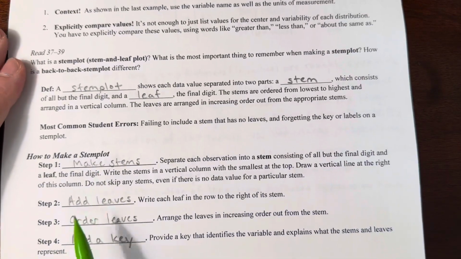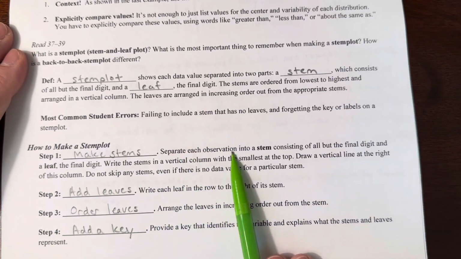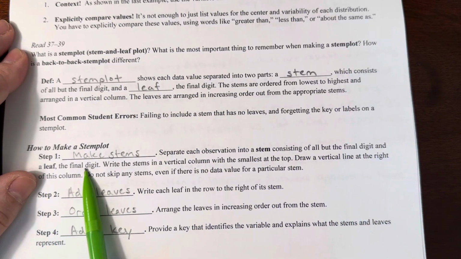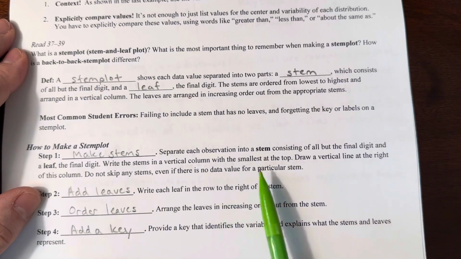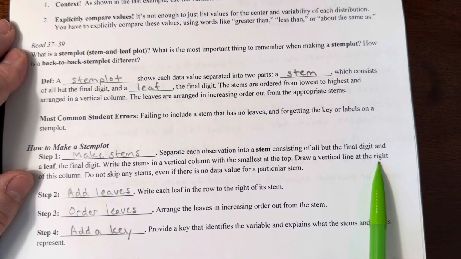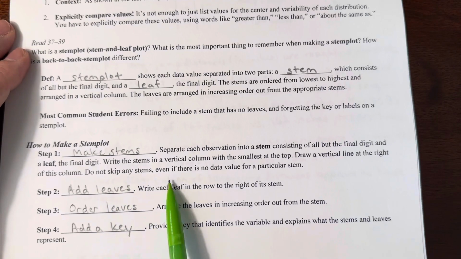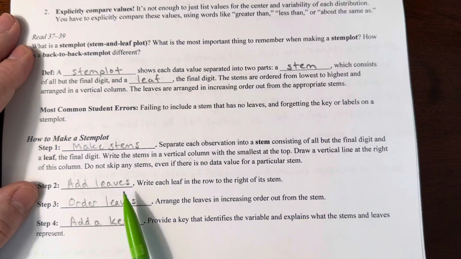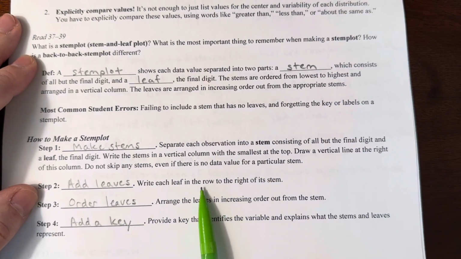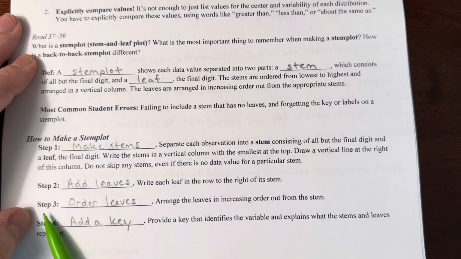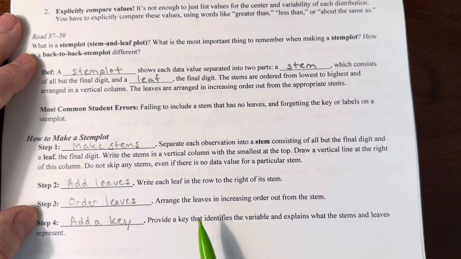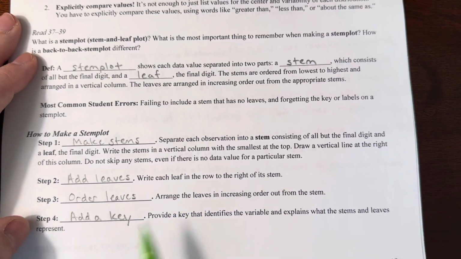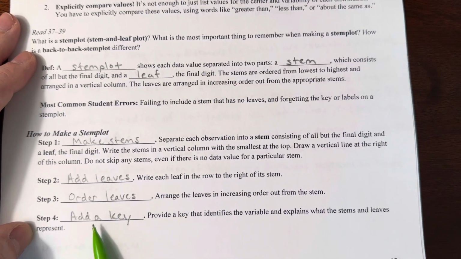We don't label them like we normally do with a number line. So how to make a stem plot. Step 1, make the stems. Separate each observation into a stem consisting of all but the final digit and a leaf, the final digit. Write the stems in a vertical column with the smallest at the top. Draw a vertical line at the right of this column. Do not skip any stems, even if there is no data value for a particular stem. Step 2, we add the leaves. Write each leaf in the row to the right of its stem. Step 3, order the leaves. Arrange the leaves in increasing order out from the stem, so lowest to highest, starting from left to right. And step 4, add a key.